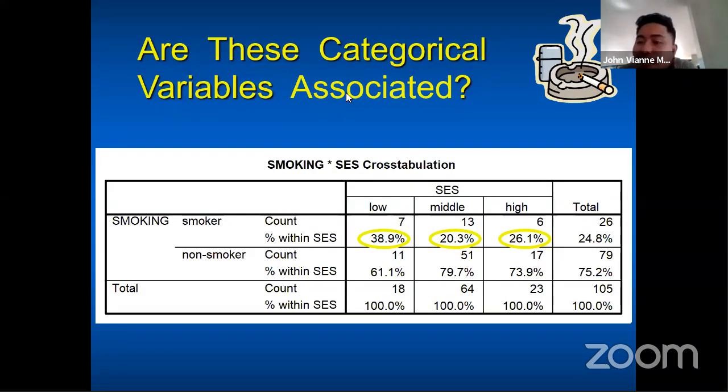Okay, the correct answer is ordinal. It's an ordinal variable considering that it follows an order: low, middle, high. Okay, so in this case, what kind of statistical analysis are we going to use? What kind of inferential statistics? Non-parametric or parametric? Check it out.